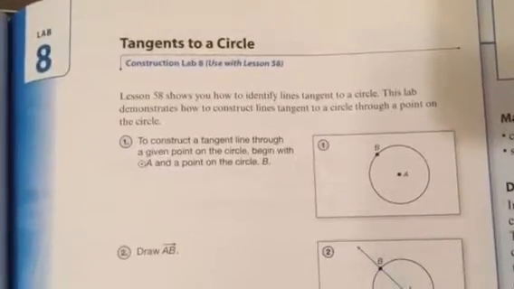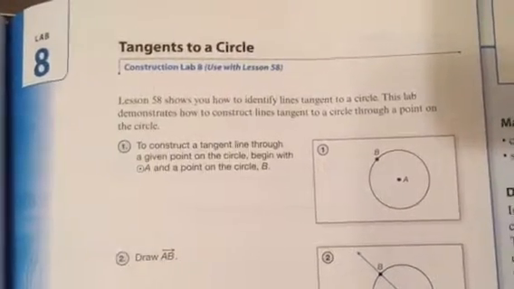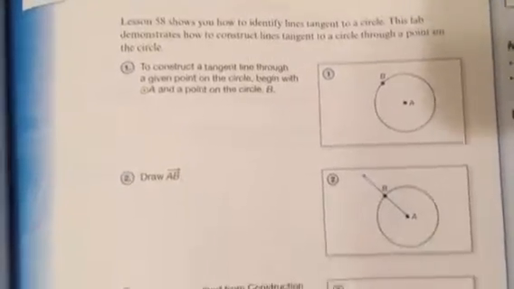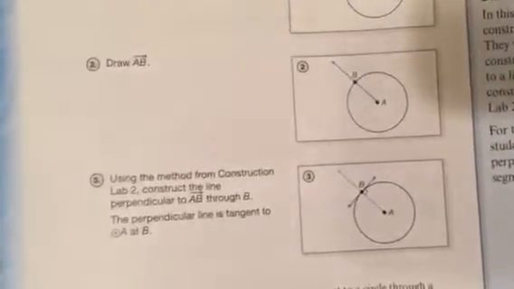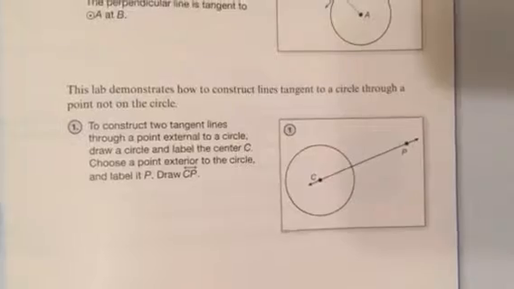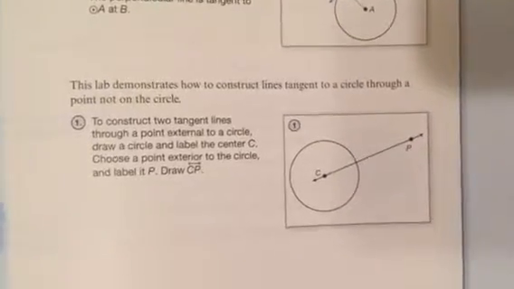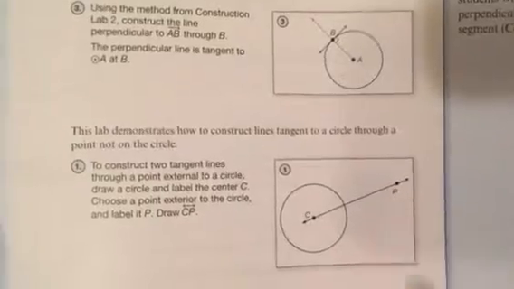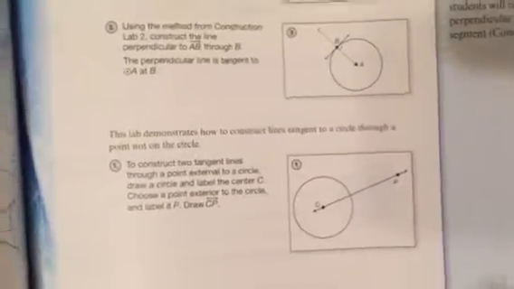So the first one is construct a tangent line through a given point on the circle, and this was circle A with a point on circle B. So we constructed that tangent right there. On the next drawing that you made, you construct two tangent lines to a point external to the circle, the point P, and we chose that point and we made two tangent points.